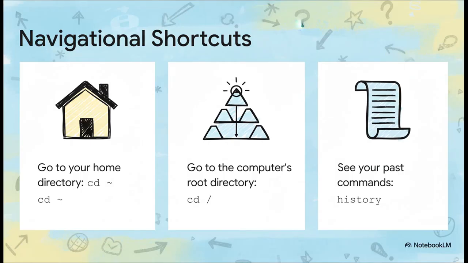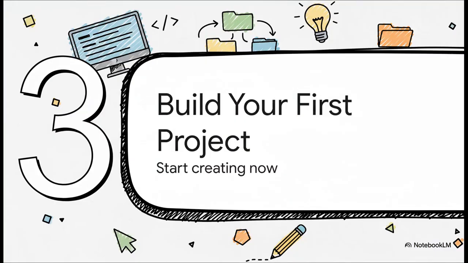And of course, there are shortcuts. These are real time savers. If you ever get lost and just want to go back to your main user folder, just type CD tilde. That little wavy line is called a tilde, and it's your shortcut home. Want to go to the very, very top level of the entire computer? That's CD /. And my favorite, if you can't remember what you just typed, just write history and you'll get a whole list. Super handy.